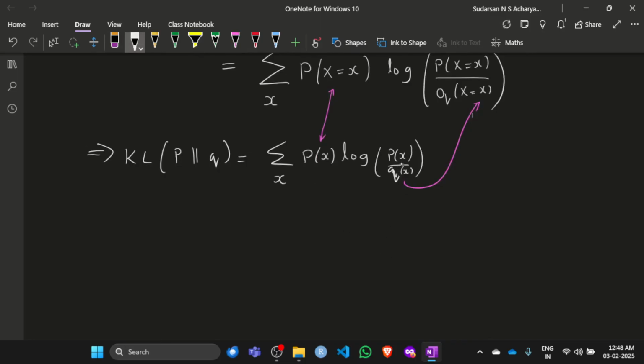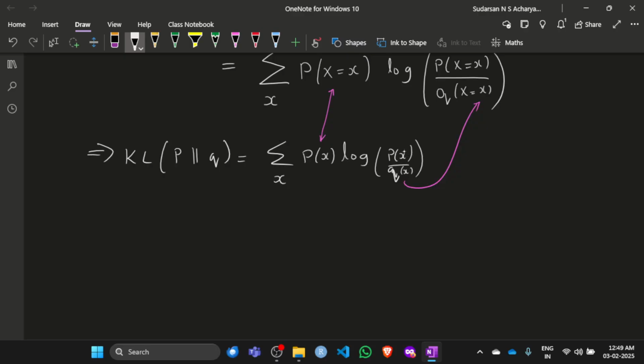In other words, how different are the two distributions? If the distributions are the same, then across all possible values of x, P of x, which is the probability that x takes a value x according to the original distribution, should be equal to Q of x, which is the probability that x takes the value little x according to your friend's distribution. So if they are equal, log of 1 is 0, then the whole thing becomes 0.